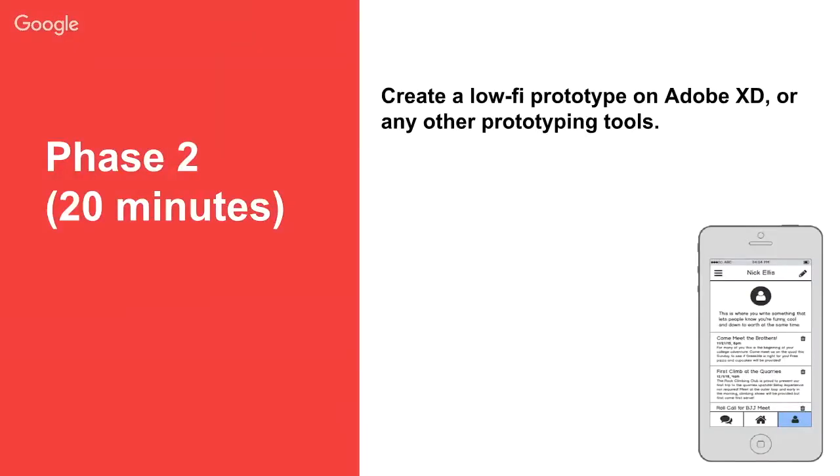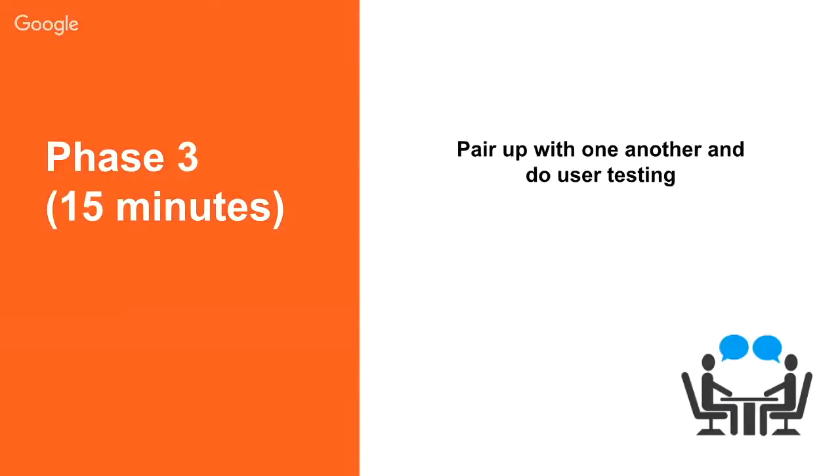For phase 2, you start to get your hands dirty. You need to create a low fidelity prototype. This is phase 2, and this might extend to 30 minutes depending on your speed. And phase 3, you need to start making friends. You need to go around and ask people to give feedback. What I suggest is, you and your partner find another team, and then you collaborate for this exercise. One group should take around 7 or 10 minutes, depending.